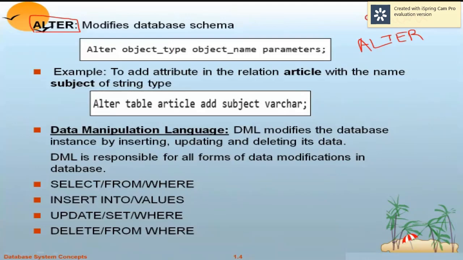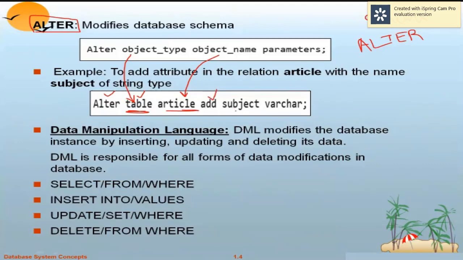So alter, and then mention what you want to be altered, table, and then mention the table name. You see here, alter, object type is table, and the object name is article, and then you can put what action has to be taken.